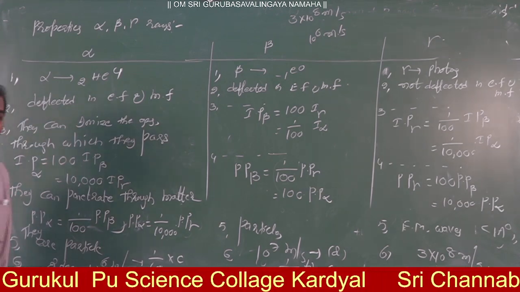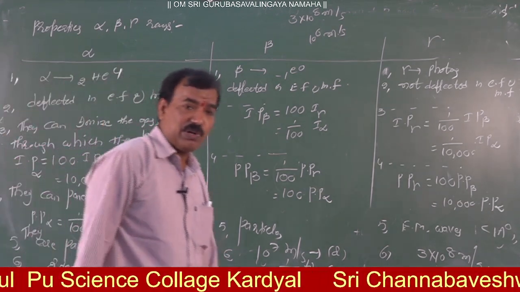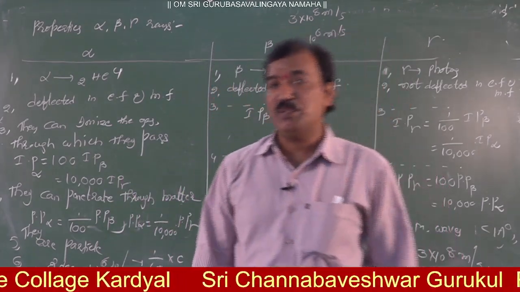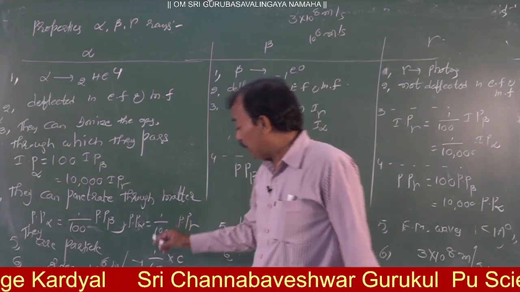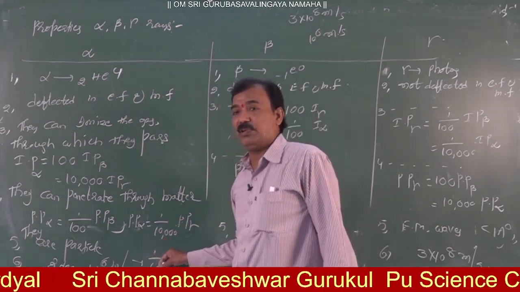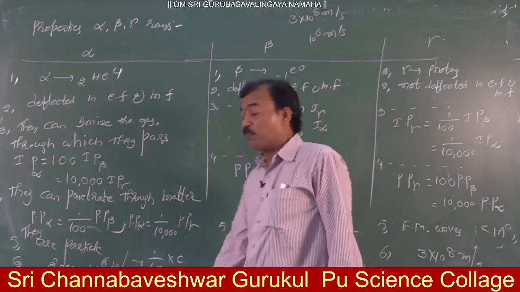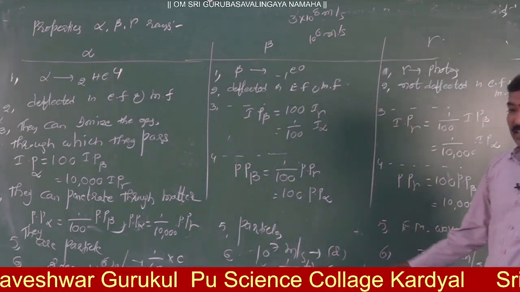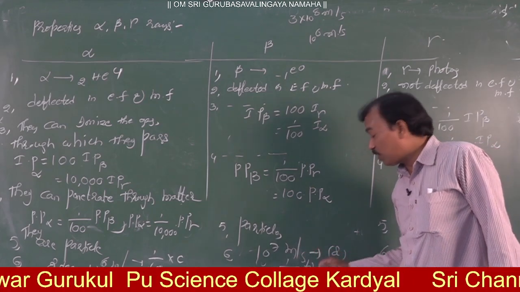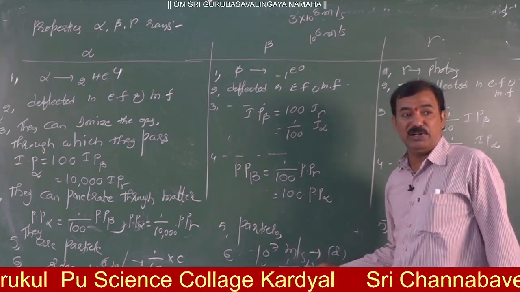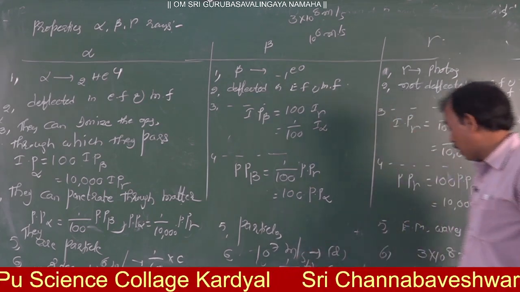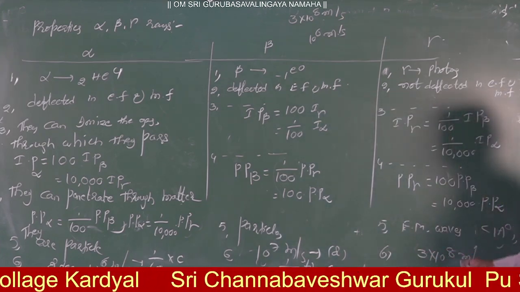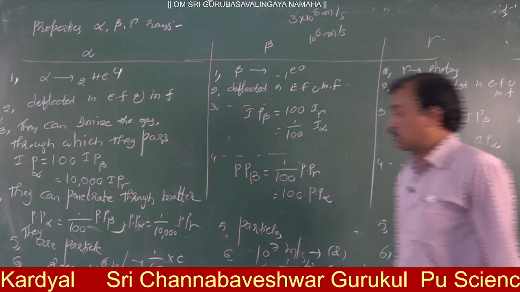So the velocity of the alpha rays is 10 power 6 meters per second, which is 1 by 100 times the velocity of light in vacuum. Okay. What is beta? 10 to the power of 7 meters per second, or 1 by 10 times the velocity of light in vacuum. Next, gamma: this velocity is equal to 3 into 10 to the power of 8 meters per second. Okay. Again, next, seventh point.